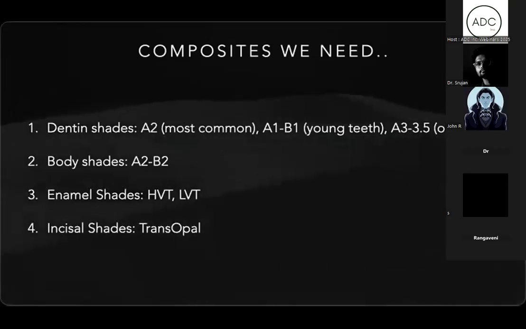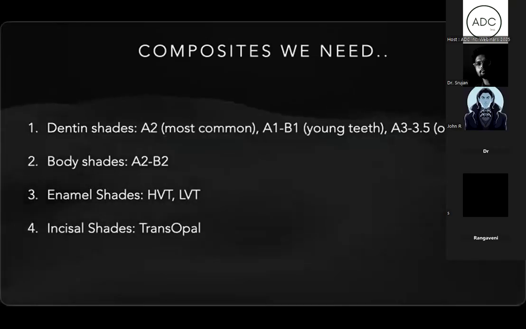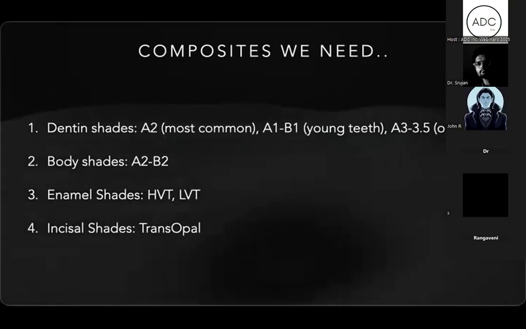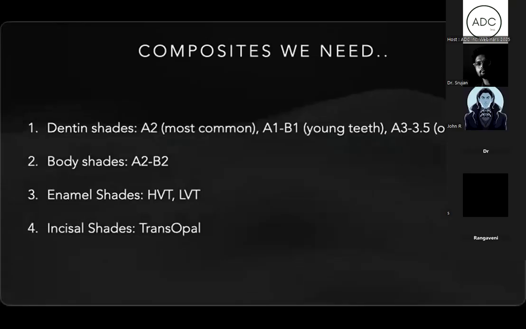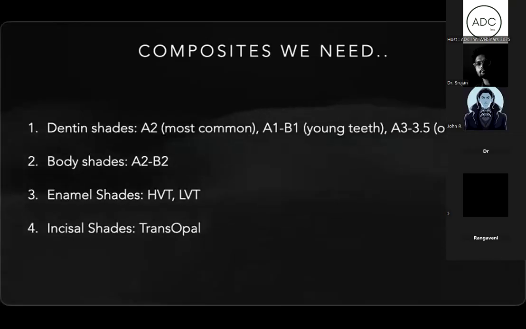When we talk about enamel shades, it's never A2, B2 or A3.5 or something like that. It's always high value and low value translucency because enamel is not going to be about chroma. I'm going to talk about this soon and you'll understand more. For now, I just want you to understand that when you select enamel shades, it's going to be high value or low value. You get HVT, which is high value translucency, and low value translucency by Shofu.